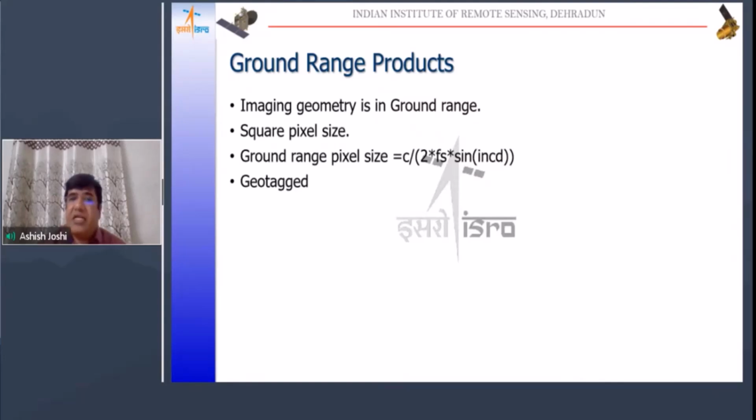In the slant range plane, we are not having the square pixel size because the range pixel size is not equal to the azimuth pixel size. And the ground pixel size is given by c/(2fs sin(incidence angle)). And this product is also geotagged, means lat long is provided in these products also.